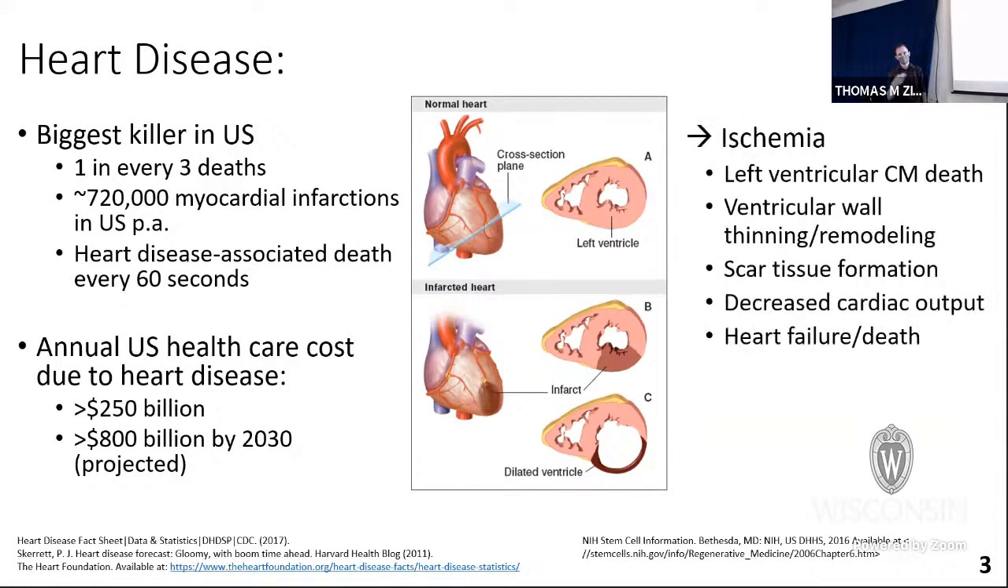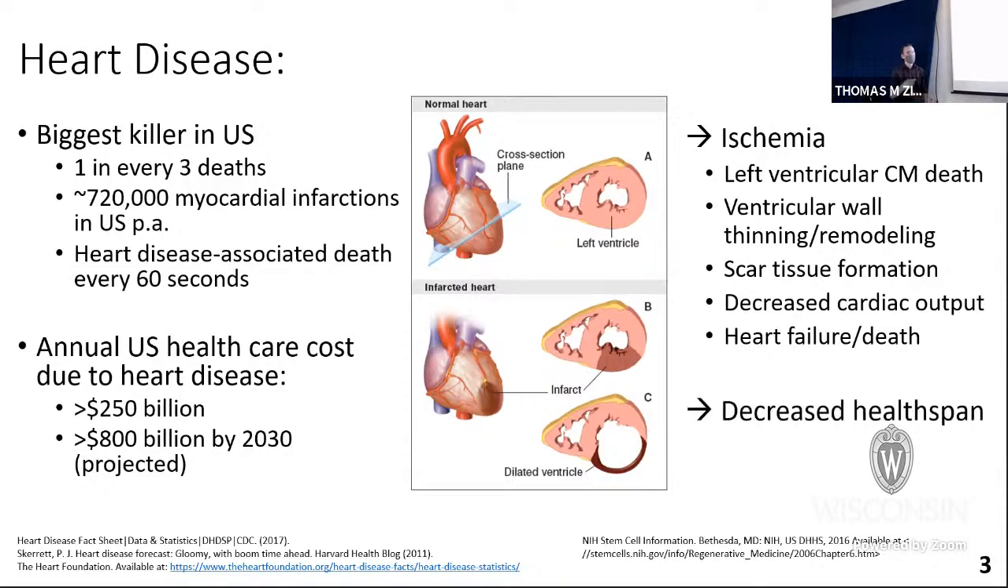So you have the ischemia, which is the lack of oxygen, which leads to left ventricular remodeling. So this is the left ventricle of the heart. Cardiomyocyte death can lead to ventricular wall thinning and remodeling, a lot of scar tissue formation in this region, and overall decreased cardiac output. So your heart isn't able to pump as effectively as it was before. This can eventually lead to heart failure and death as well.